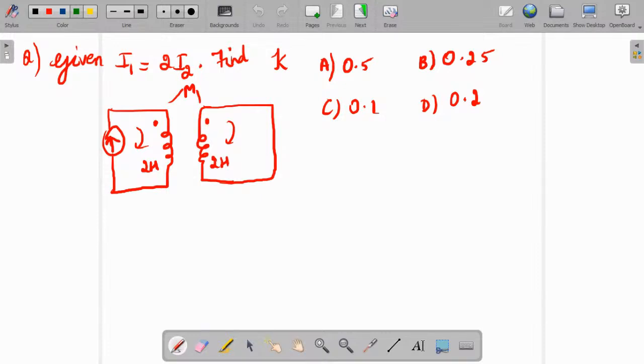Yes, what is the answer for question number 1? Find the coupling coefficient K. So, என்ன answer வந்தது? எந்த option வந்தது? Is solve பண்ணிருந்தீங்கன்னா answer post பண்ணுங்க. Meanwhile, நான் solve பண்றேன்.